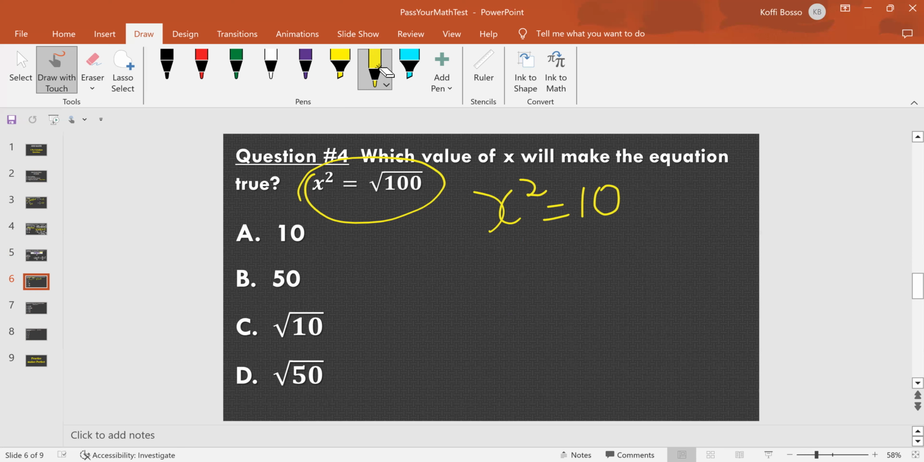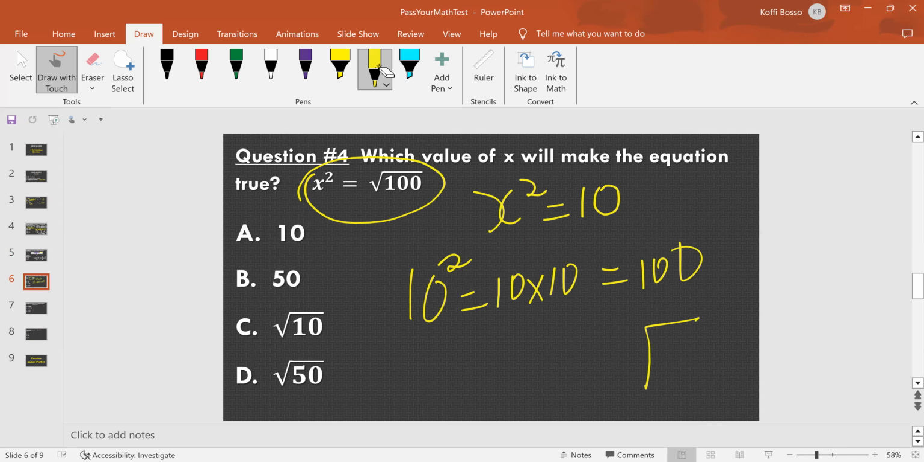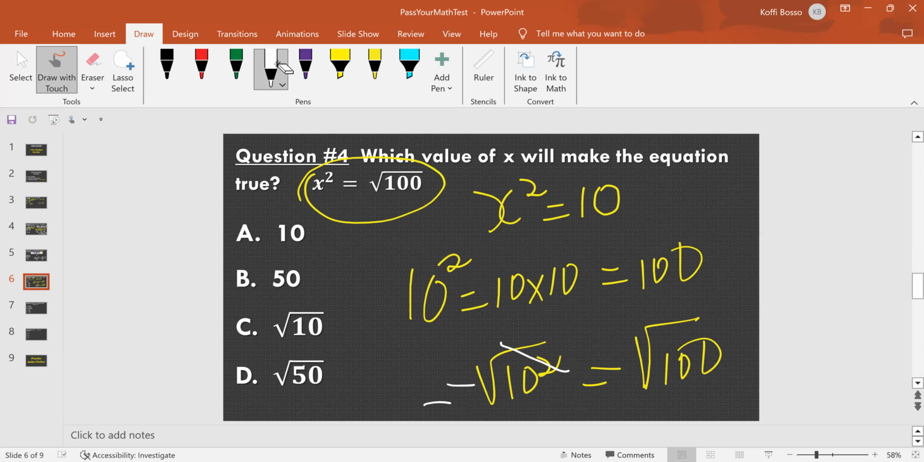100 is a perfect square. So when they say square root of 100, that means we are looking for a number multiplied by itself that gives you 100. To be specific, if I take 10 squared, which is 10 multiplied by 10, I get 100. Therefore, the square root of 100 is the same as the square root of 10 to the second power. So that second power cancels with the square root and we get 10.